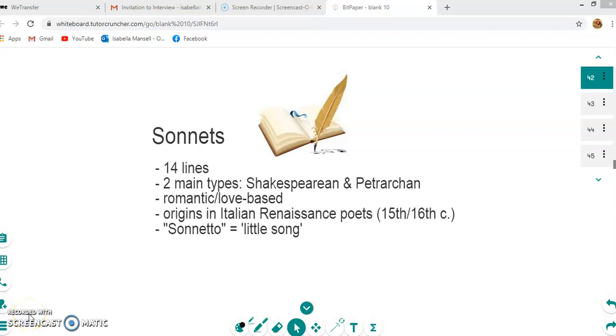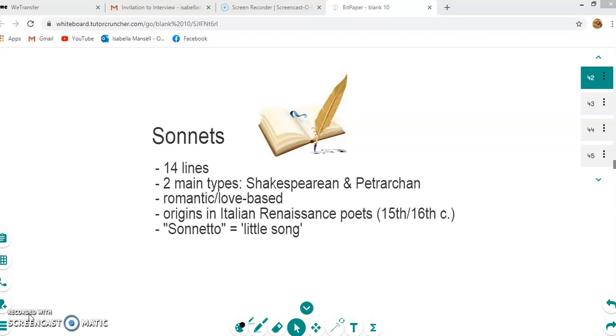Hi there, so my name's Isabella, and today I'm going to be talking a little bit about sonnets. So sonnets are short poems of 14 lines, and there are two main types of sonnets. There's the Shakespearean sonnet and the Petrarchan sonnet. Today I'm mainly going to be talking about Shakespearean sonnets, but maybe after this lesson you might want to go away and have a research about the Petrarchan sonnet.